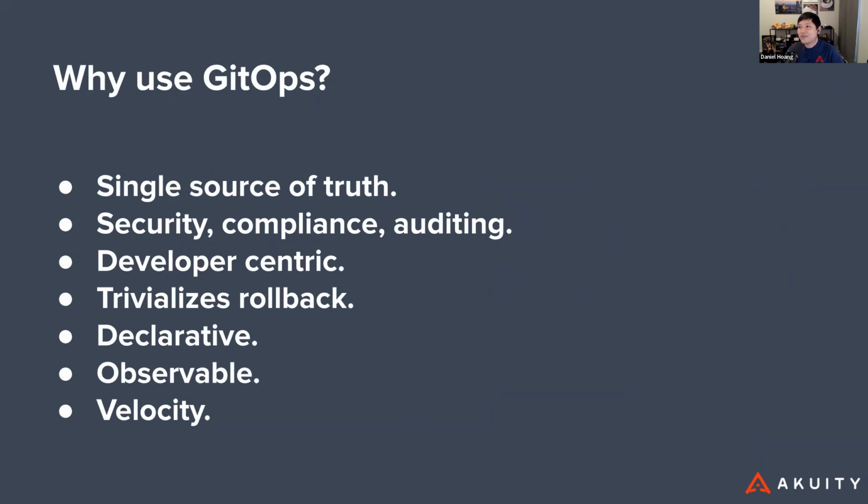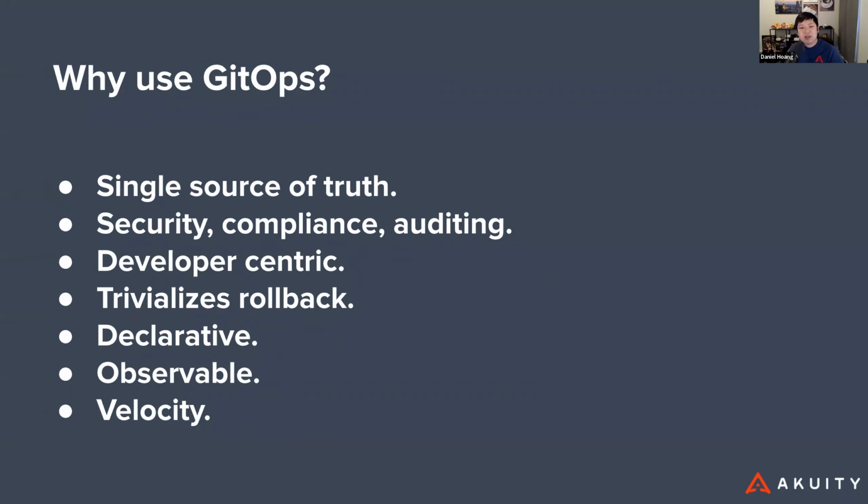And then we're going to get into why you want to use GitOps. GitOps is a really great tool. It provides you a single source of truth. Since everything is recorded in Git already, you're able to understand who made what specific changes, who pushed new deployments into production. And that gives you security, compliance, and an auditing piece as well. It's a very developer-centric tool. Since developers are already accustomed to using Git, they can start using GitOps very easily. It's very easy to pick up.